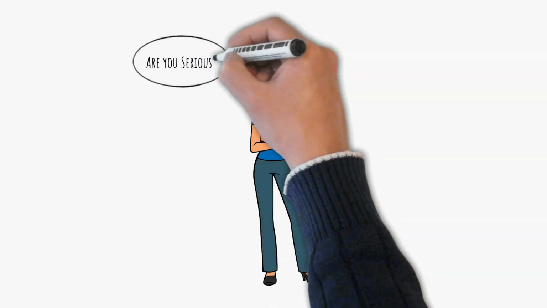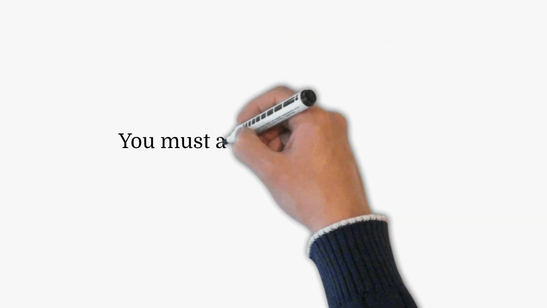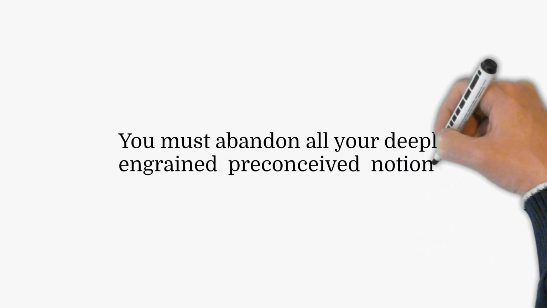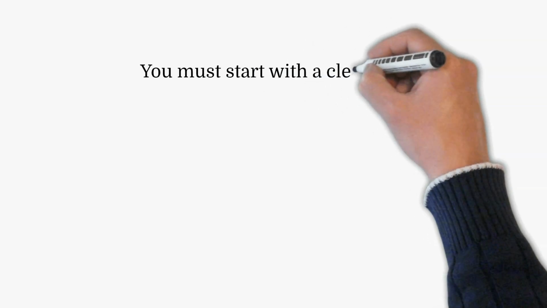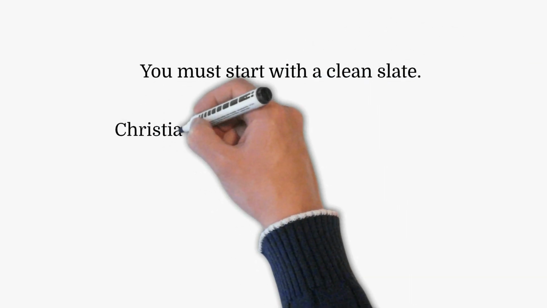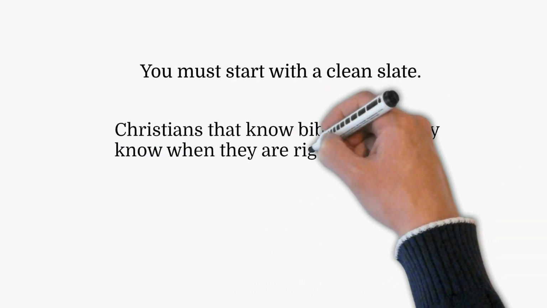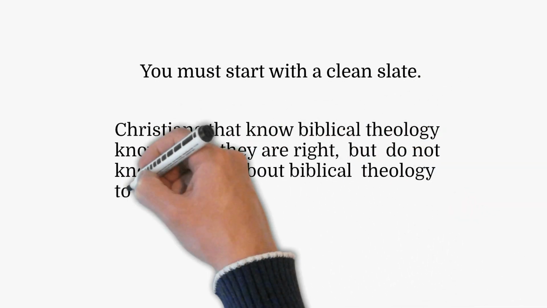If you are really serious about understanding the book of Revelation for yourself, you must do 5 things. Number 1. You must abandon all your deeply ingrained preconceived notions about end-time prophecy. Number 2. You must abandon what you think you know about end-time theology, and start with a clean slate. The reason I say this is, Christians that know biblical theology, know they are right, but do not know enough about biblical theology, to know when they are wrong.